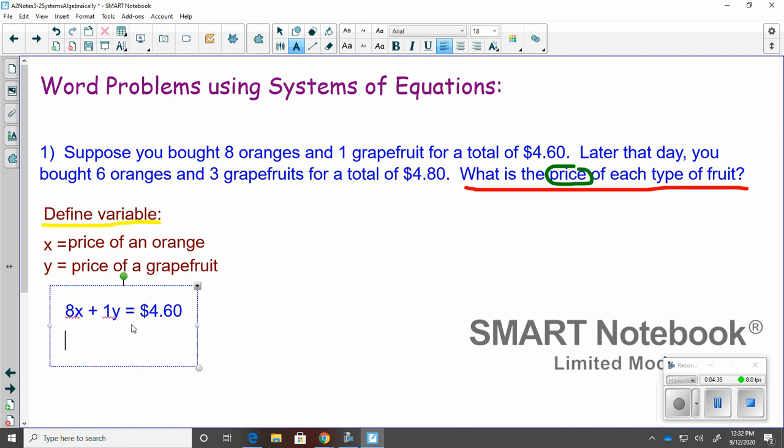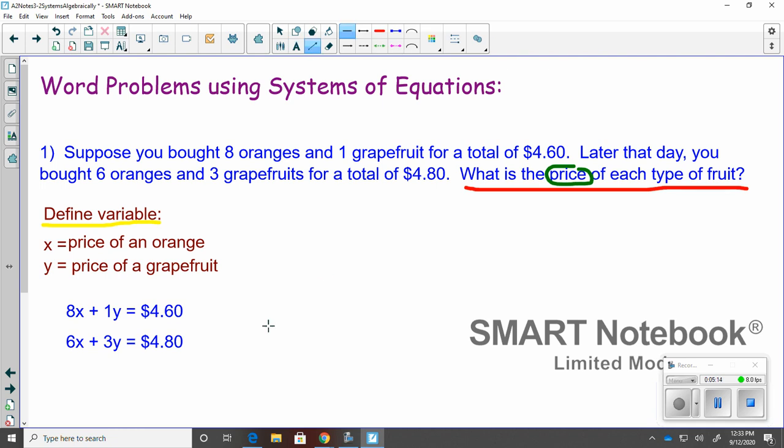Second equation is going to come from this sentence. Later that day, you bought 6 oranges and 3 grapefruits for a total of $4.80. So you went back and you purchased 6 more oranges. Again, we still don't know the price of them, but we know that 6X represents the total price of the oranges at that time. We know you also purchased grapefruit. You purchased 3 of them. 3Y again represents the total amount of money you spent on grapefruit during that purchase. And it's equal to $4.80.